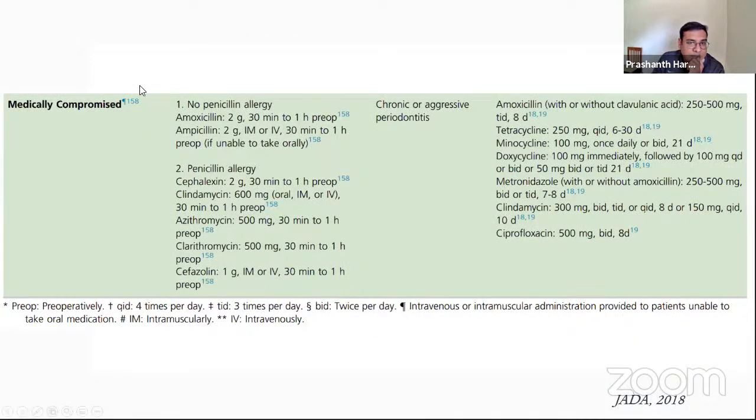So in medically complex, compromised patients, if you have no penicillin allergy, then amoxicillin is the go-to medication. If you have a penicillin allergy, clindamycin is going to be your second choice. We preferably go with clindamycin rather than cephalexin or azithromycin.